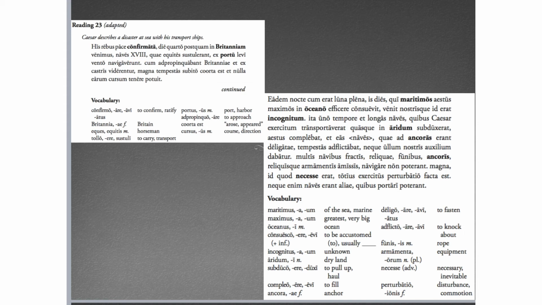So 18 ships, which had carried the cavalry, equites, sailed from the port, from the harbor, with a light wind. So with peace confirmed, because of the situation, on the fourth day after we came into Britain, 18 ships, which had carried the cavalry, sailed from the harbor with a light wind. All right, so just a little way to get you started, and then you can do the rest on your own.